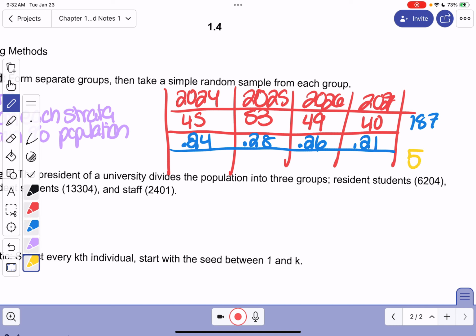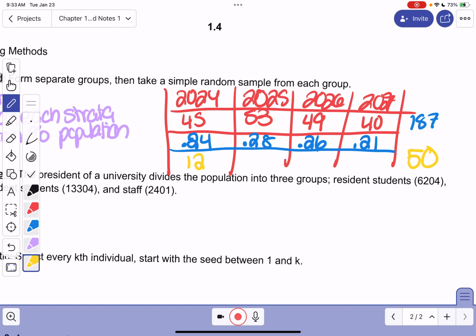Now let's say I want a sample of 50 of those students. I have enough time and money to sample 50 students, but we want the percents of our sample to match the percents of the school. If there's more juniors in the school, there should be more juniors in our sample. So we do 0.24 times 50, and we get 12 students. So we're gonna ask 12 seniors. Then we do 0.28 times 50, and we get 14. We're gonna ask 14 juniors.